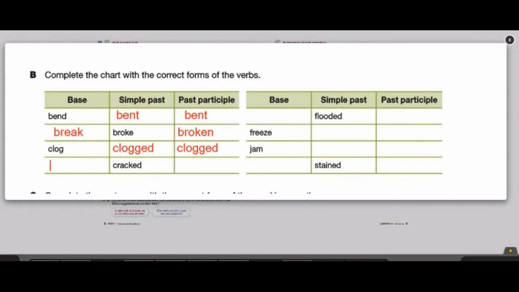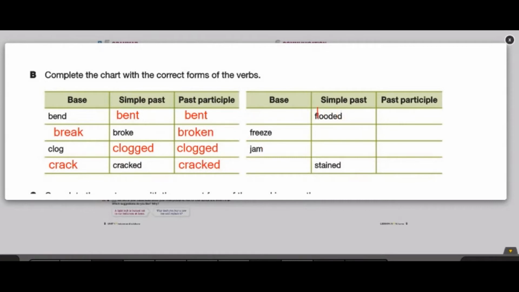Base form, the simple past is cracked. This is easy. It's a regular verb. So what's the base form? Crack. And the past participle? Cracked. We don't pronounce the letter E. It's not pronounced in these two cases. In the next case, yes.